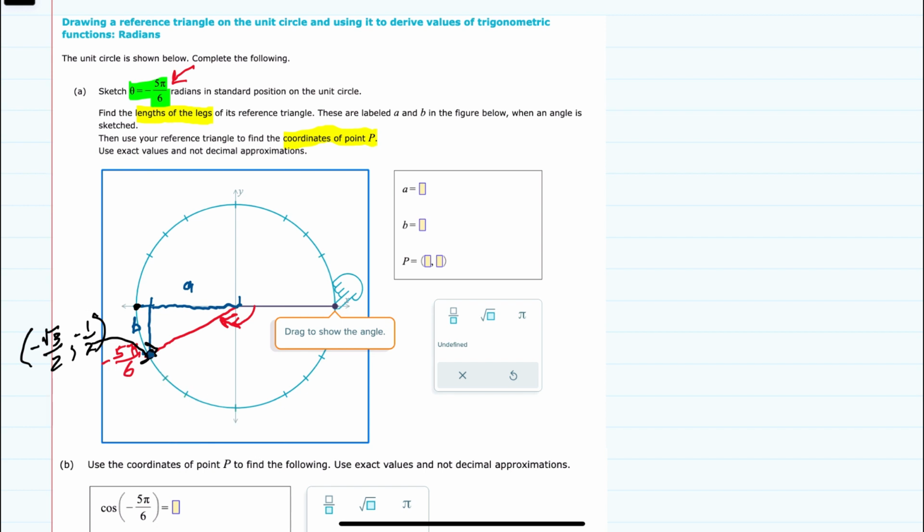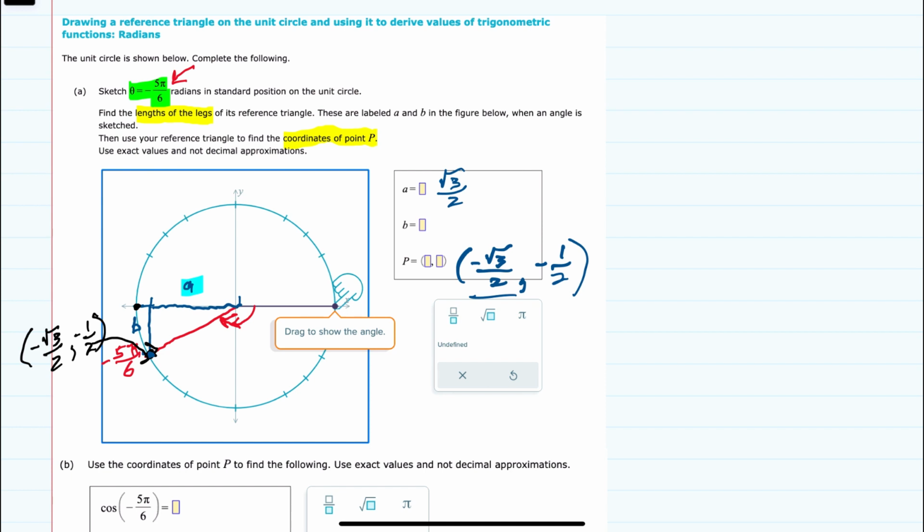So we can see here that the coordinates at this terminal point here, P, are an x value of -square root of 3 over 2 and a y value of -1/2. So we found the coordinates of this point. A and B here are just distances. And with A being the distance along the x-axis, we would just drop the negative. The length of A is the square root of 3 over 2, just dropping the negative from our x-coordinate.